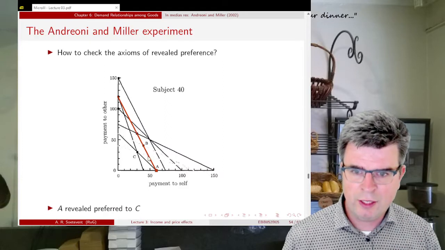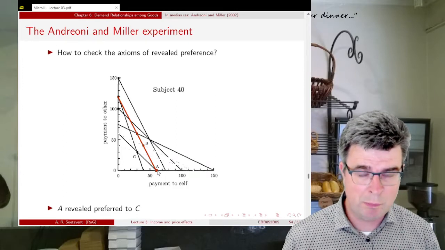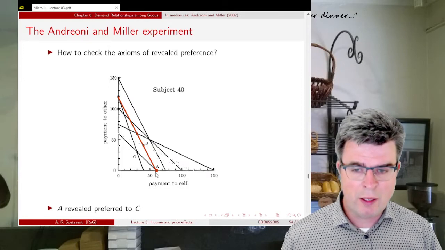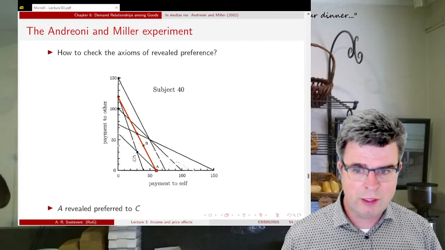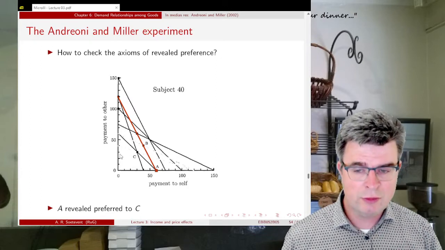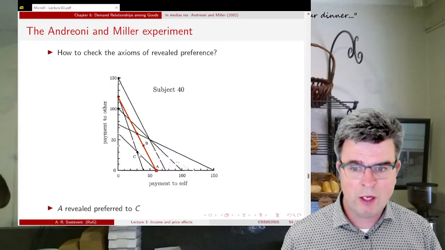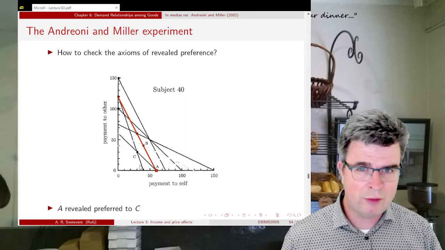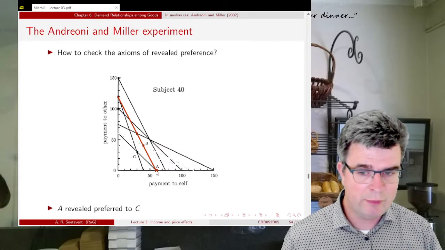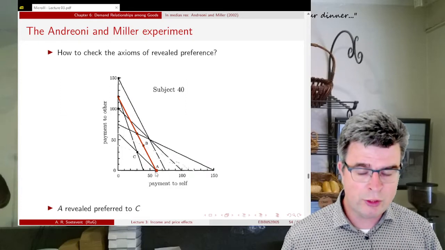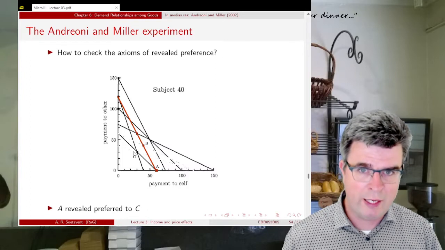And in this case, the subject chooses A. So he chooses consumption bundle A, meaning that he keeps all tokens to himself. Given this, it would also have been possible at a lower price to give away some of the tokens to the other subject, which would give that receiver also some money at a relatively low cost to himself. But he did not do it. He chose the combination A instead of C. So this choice reveals that he prefers bundle A to bundle C.